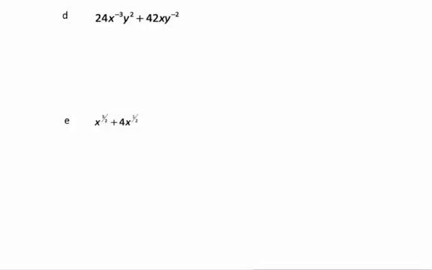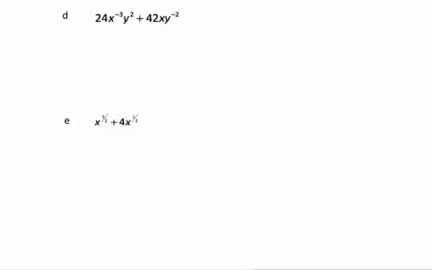Continuing on with removing the greatest common factor, D is very similar to example C on the last slide. We need to look at what is common to those coefficients, 24 and 42. Well, we can take a 6 out of both of those. So 6 will form part of our greatest common factor.